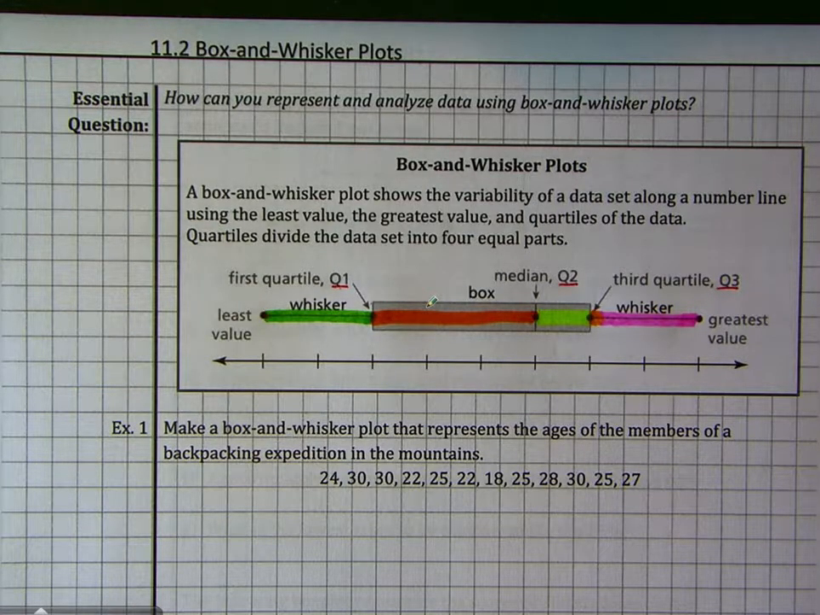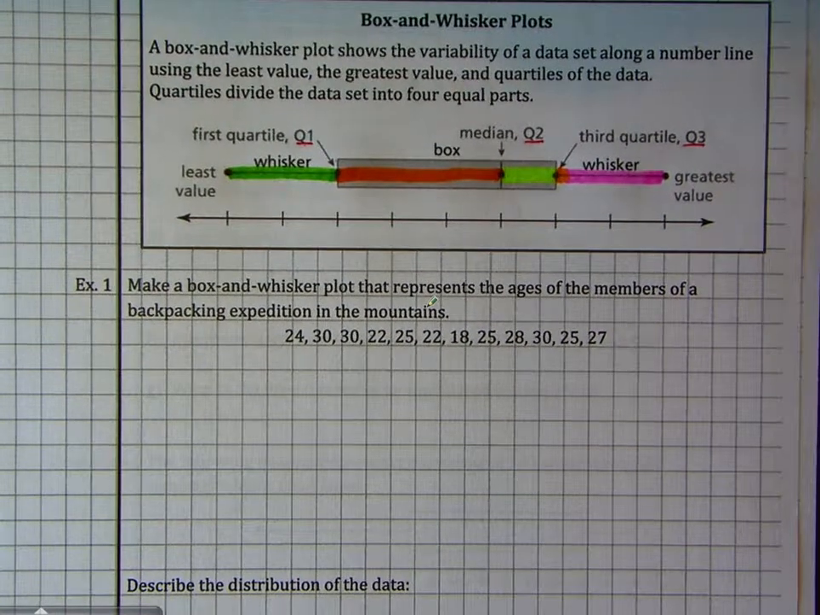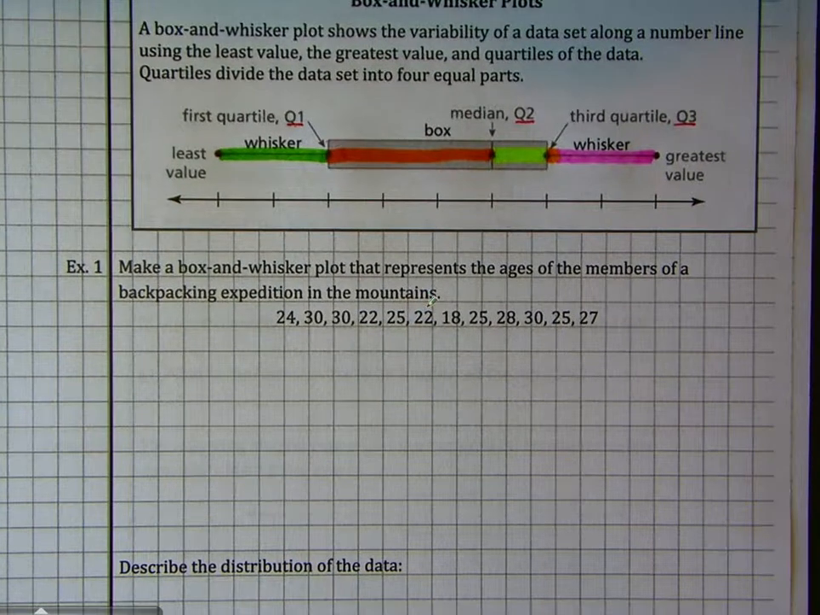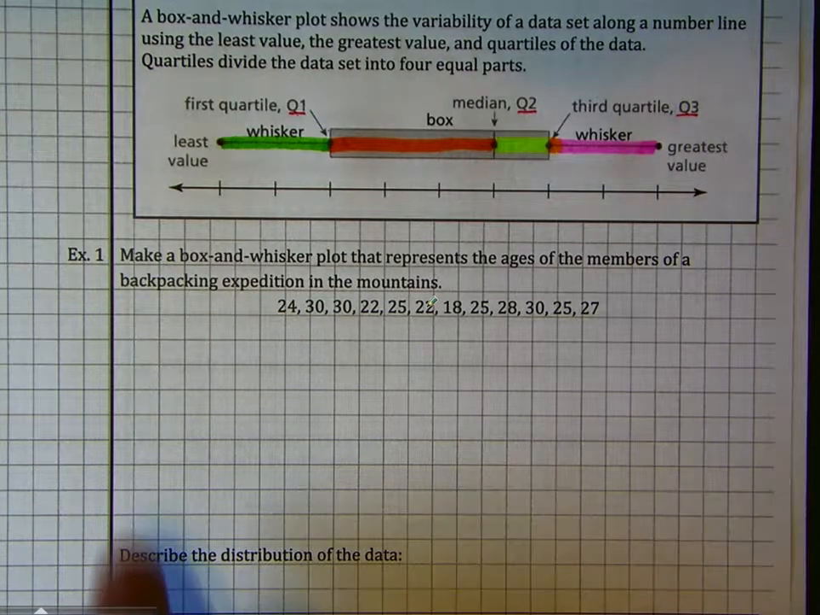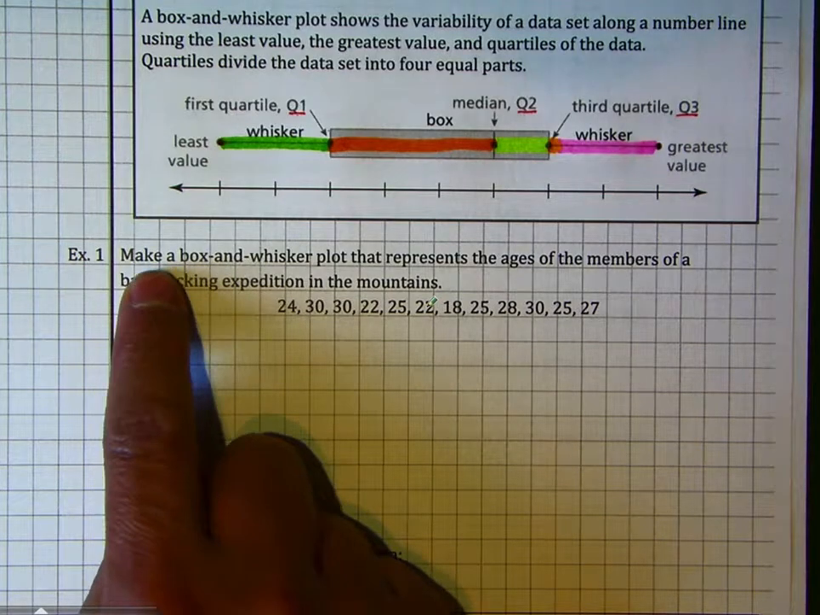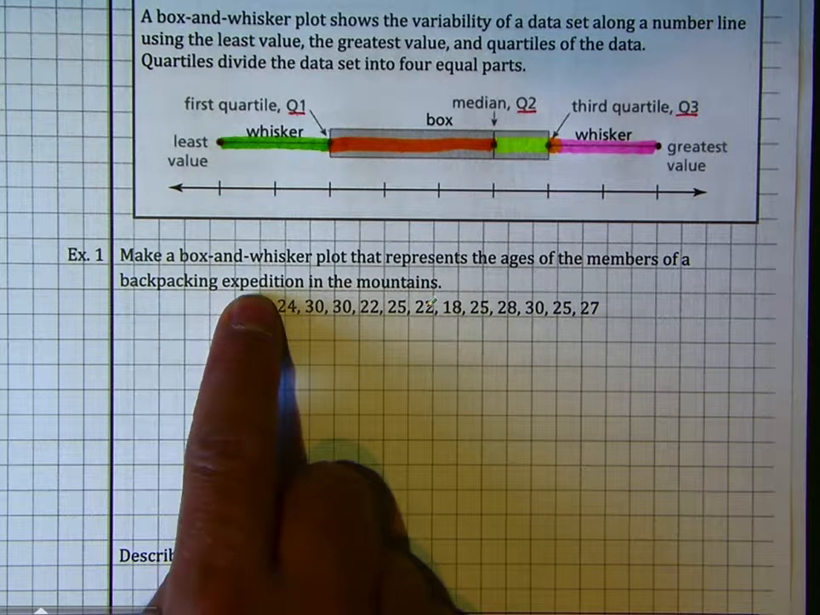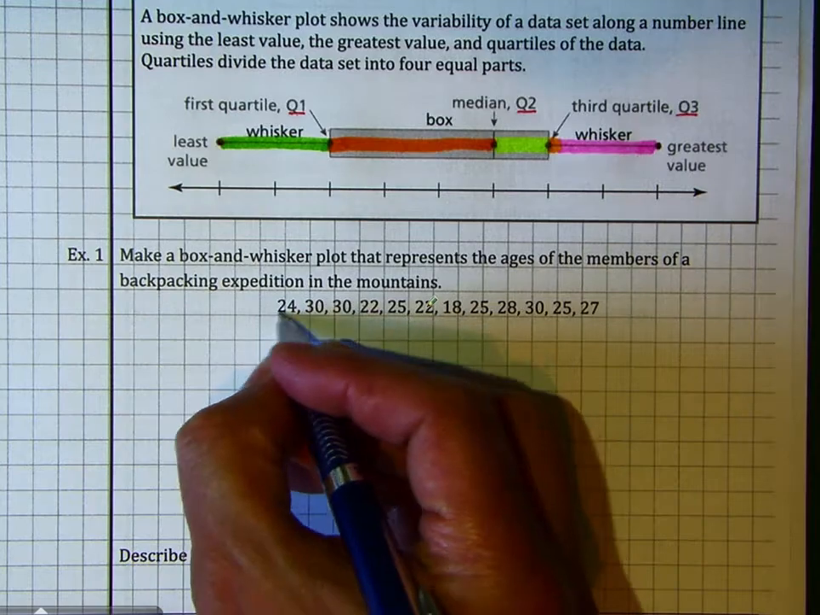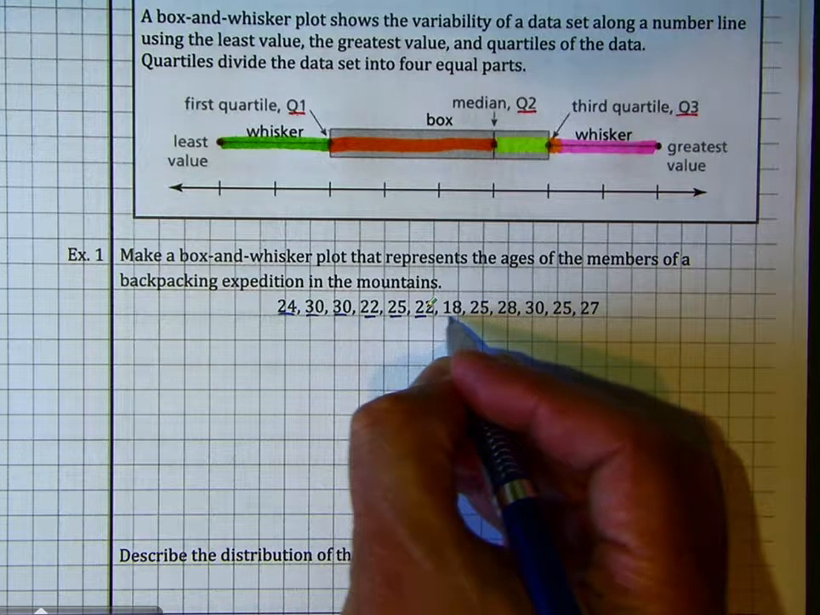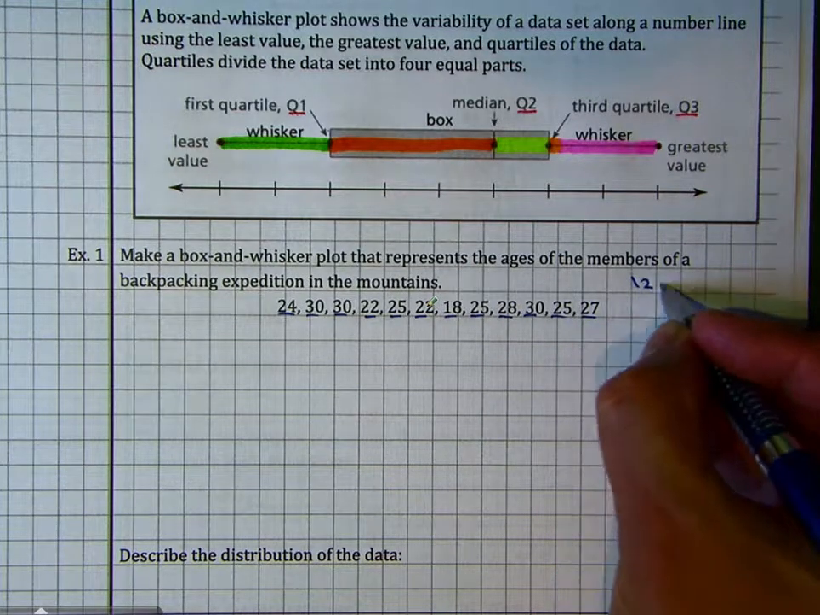I think one way to understand it is just to build the first one. So go and copy it down, and then we can start once you are ready. Go and pause it. Excellent. So in this case, make a box and whisker plot that represents the ages of the members of a backpacking expedition in the mountains. So let's see how many. I usually start by counting. We have 1, 2, 3, 4, 5, 6, 7, 8, 9, 10, 11, 12. So we have 12 members.